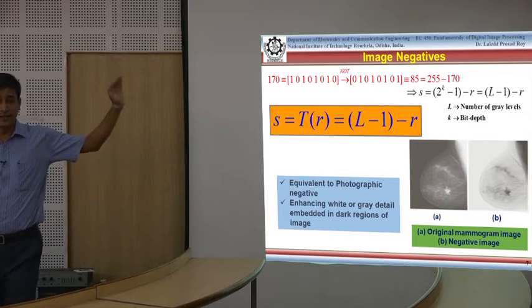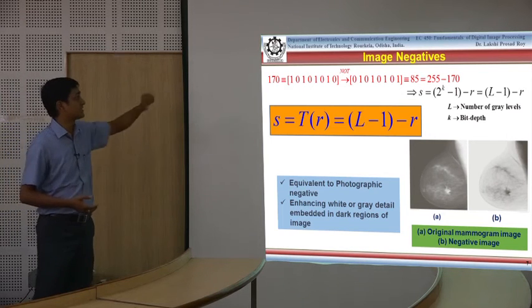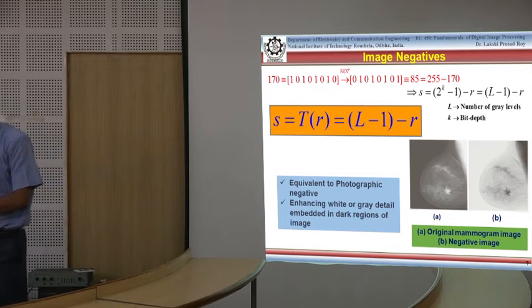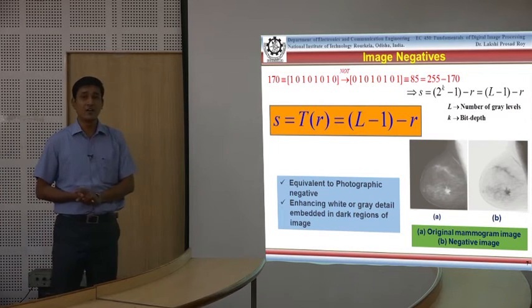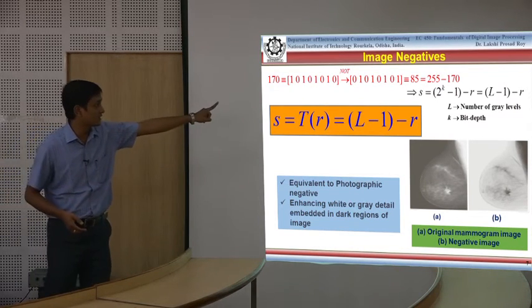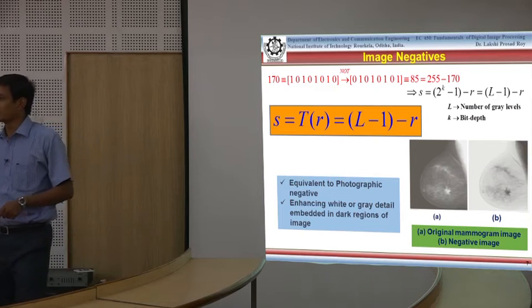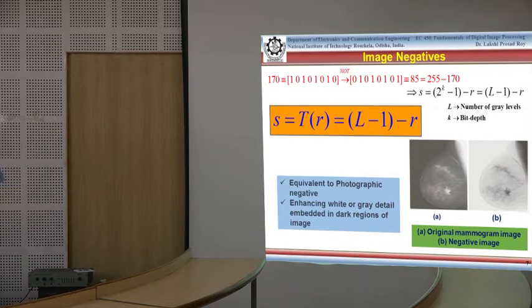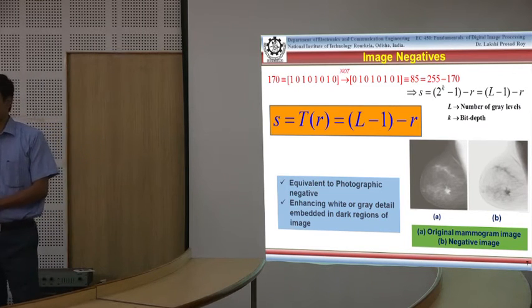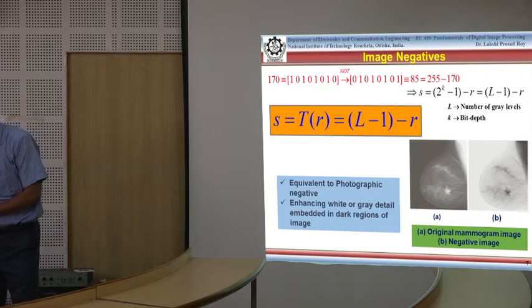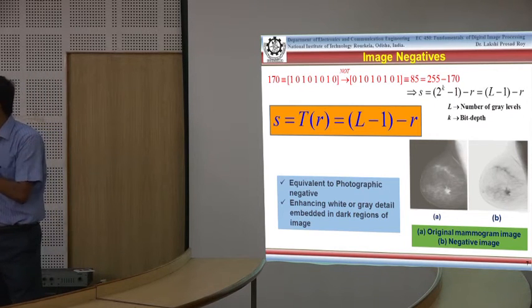I have taken the example which we have already discussed in our earlier class. We discussed there that if 170 is to be used for a NOT operation, that is nothing but 255 minus 170, which is 85. Finally, S was nothing but 2 to the power of k minus 1 minus R, or nothing but capital L minus 1 minus R. Now, I have picked up that final expression S equals L minus 1 minus R there. What is L minus 1? This is the highest intensity value. And what is R? R is the intensity value of the input image.